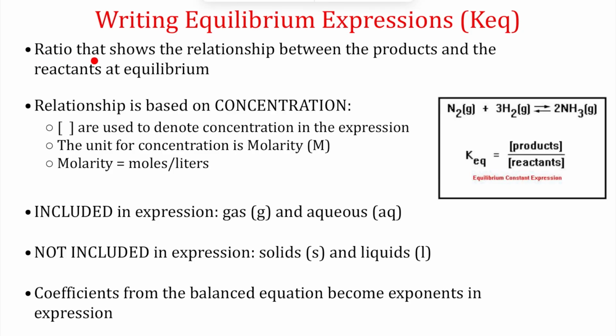And what these are, are ratios that show the relationship between the products and reactants when you are at chemical equilibrium. And this relationship is based on concentration. To easily show we are representing a concentration, we use square brackets. That just makes it so we don't have to write "concentration of." We can just put a chemical in square brackets to show that's what we are looking at. And a reminder that the unit of concentration is molarity, which is moles divided by liters for a solution.